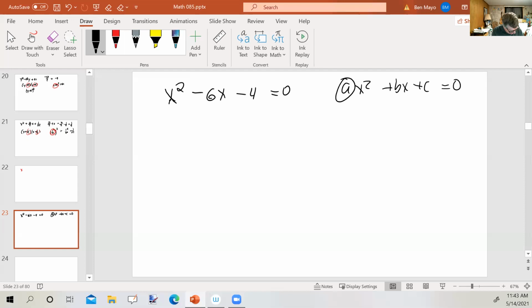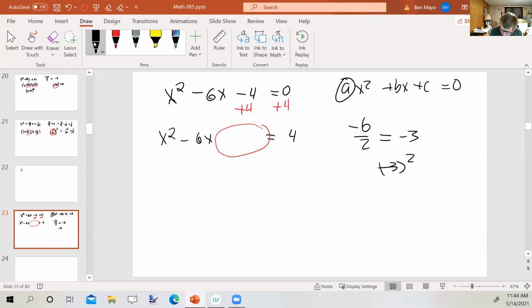So that's already done. The next thing I'm going to do is I'm going to move the constant term to the other side of the equation. So I've got x squared minus 6x equals 4. And I'm going to leave a gap right there, okay? Now, I'm going to do the same thing we did a minute ago. I'm going to take the coefficient of x, divide it by 2, square it, and add it to both sides of the equation. So I've got x squared minus 6x plus 9 equals 4 plus 9, which is 13.